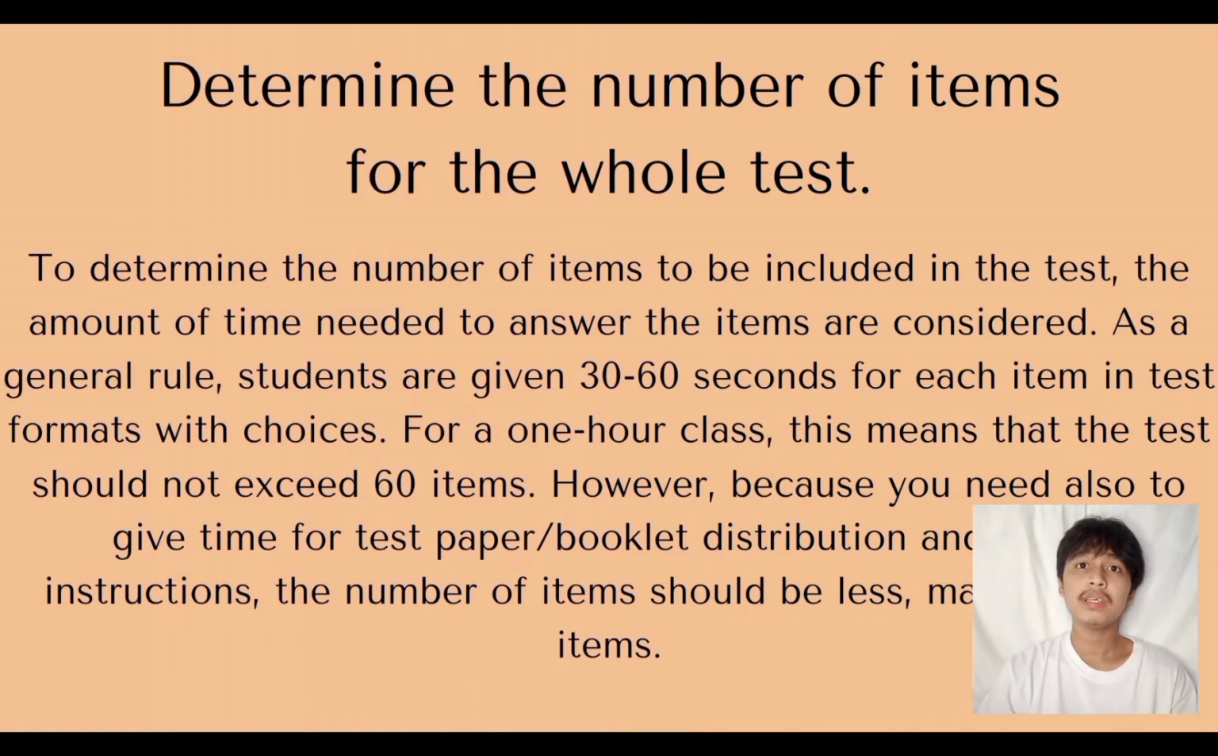Okay, I repeat, the total number of test items should be determined. In tests with choices, students typically have between 30 and 60 seconds for each item. This means that the test should not contain more than 60 items per 1 hour class. However, since you also need to allow time for the distribution of test papers and provide instructions, the test should contain fewer items, perhaps just 50 items.